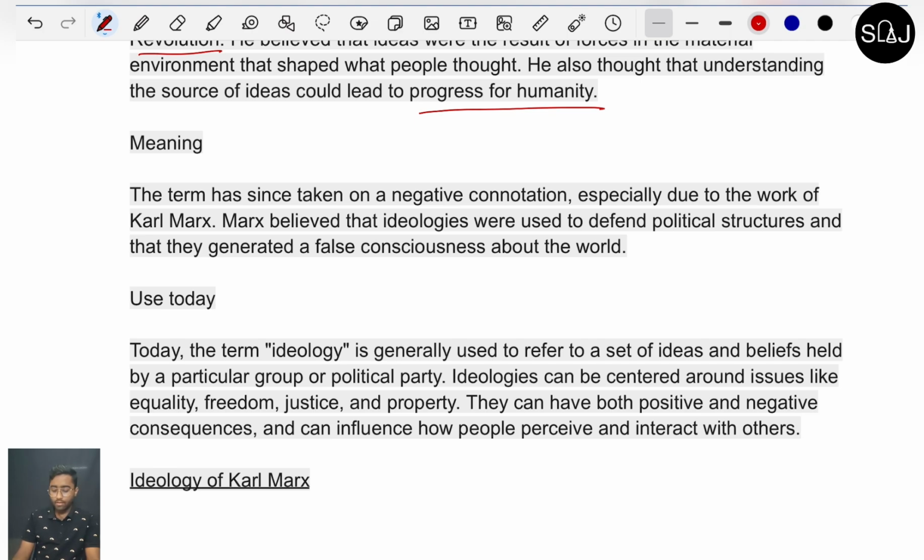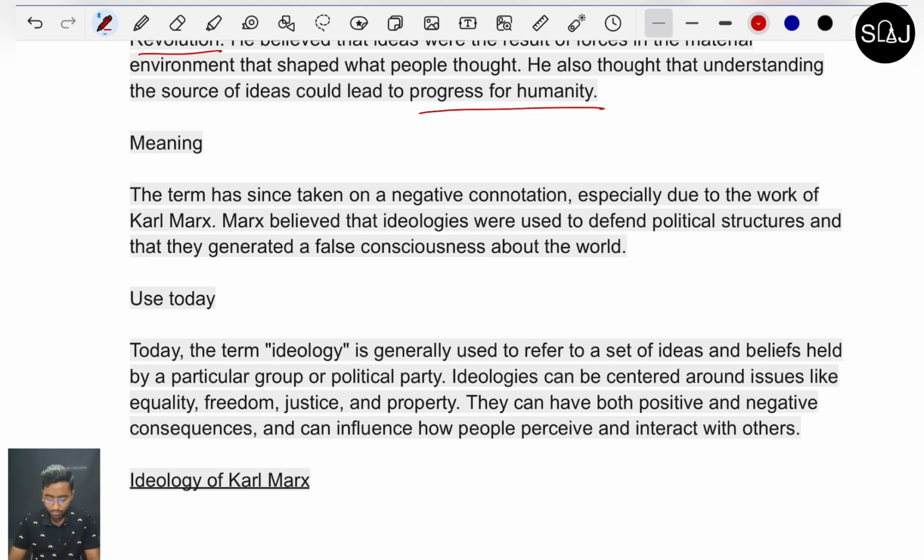Meaning. The term has since taken on a negative connotation, especially due to the work of Karl Marx. Marx believed that ideologies were used to defend political structures and that they generated a false consciousness about the world.